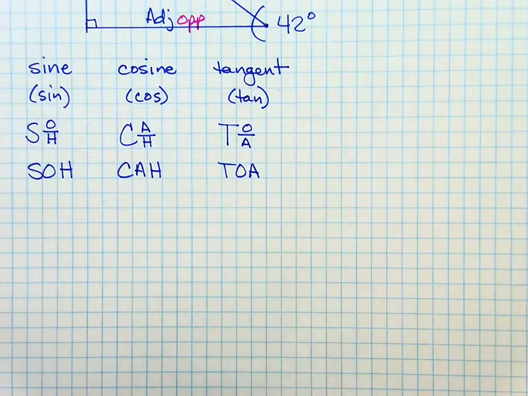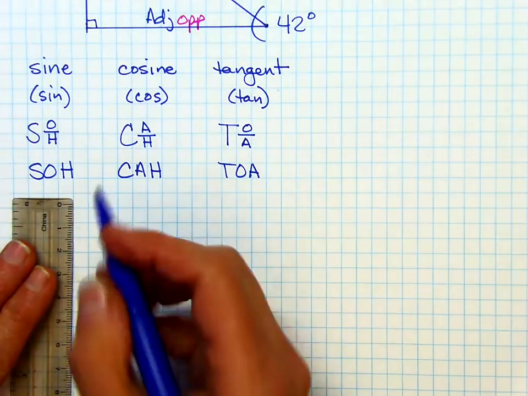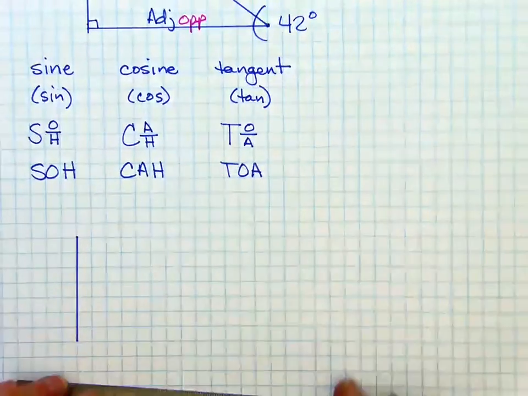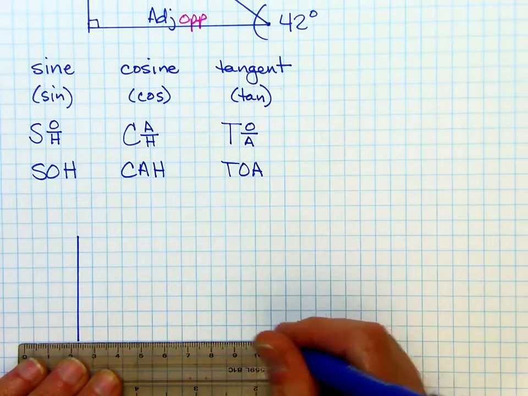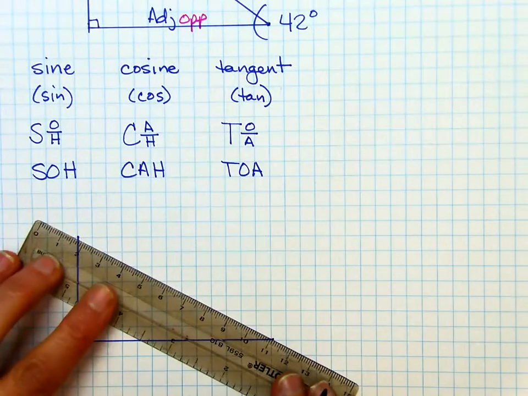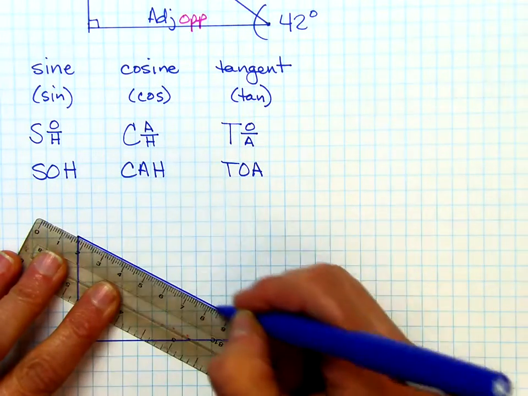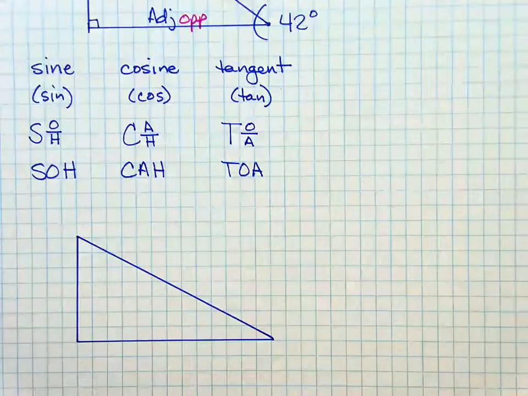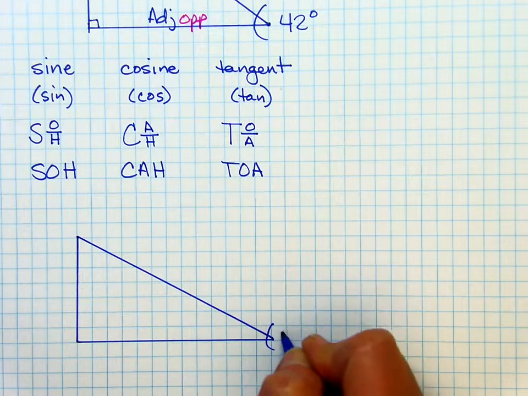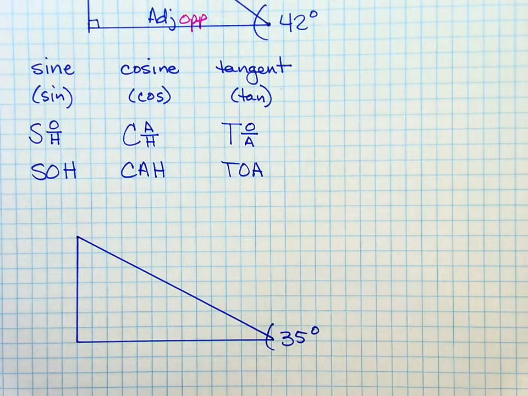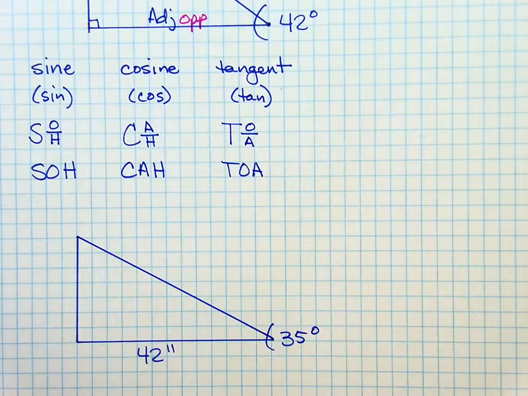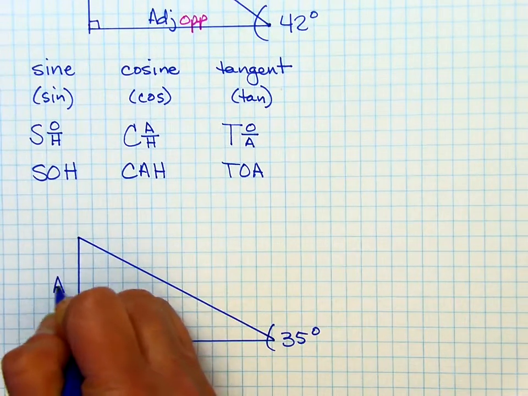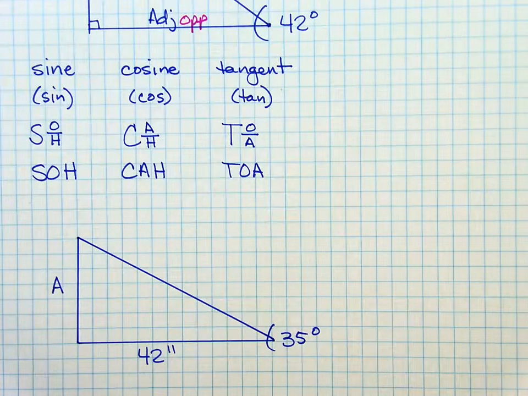All right, I'm going to draw another triangle. And with these triangles, we're just going to solve for one side. You might have other problems where you'll have to solve for two sides, but just to start off with, let's just solve for one side. And let's say that we have 35 degrees here, and I'm going to give you one side dimension. Let's say we have 42 inches, and we want to solve for letter A, side A, okay?